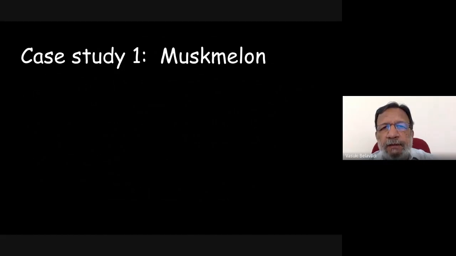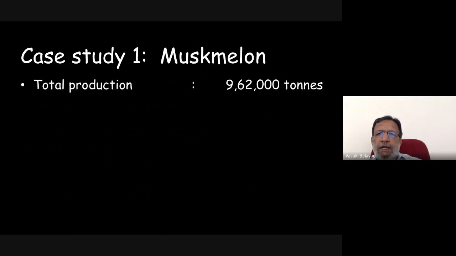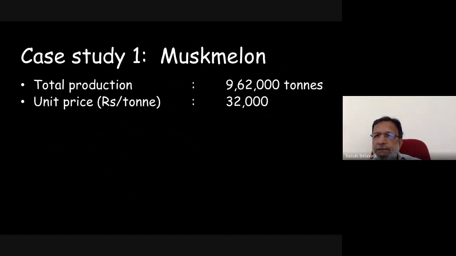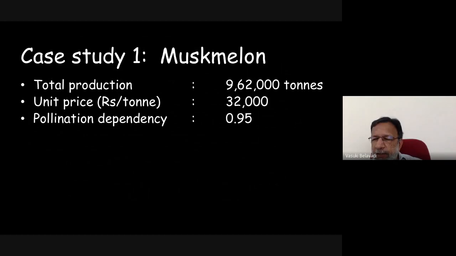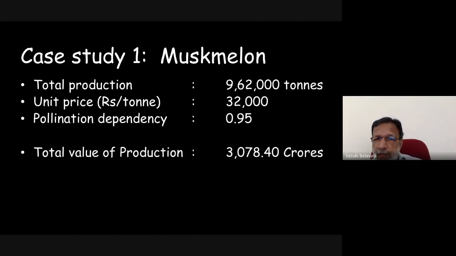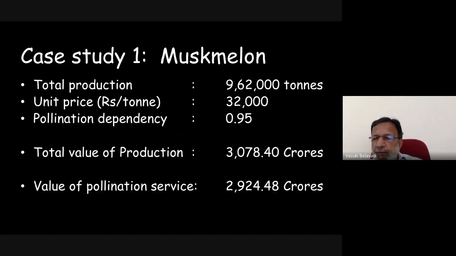So we have done this for several crops, and for muskmelon and another crop, I'll just mention this. The total production of muskmelon in India is 9,62,000 tons. The unit price is 32,000 rupees per ton. Pollination dependency is 0.95, because muskmelon is andromonoecious and depends on pollinators. If there are no pollinators, there is no fruit set. So the total value of the production is 3,078 crores of rupees, and the value of the pollination service is 2,925 crores. So this is attributed only to the service given by the honeybees.